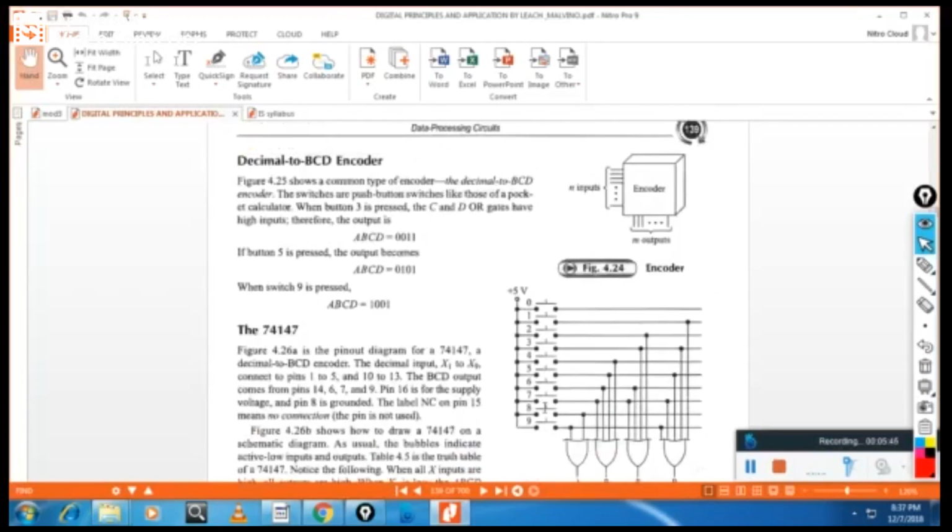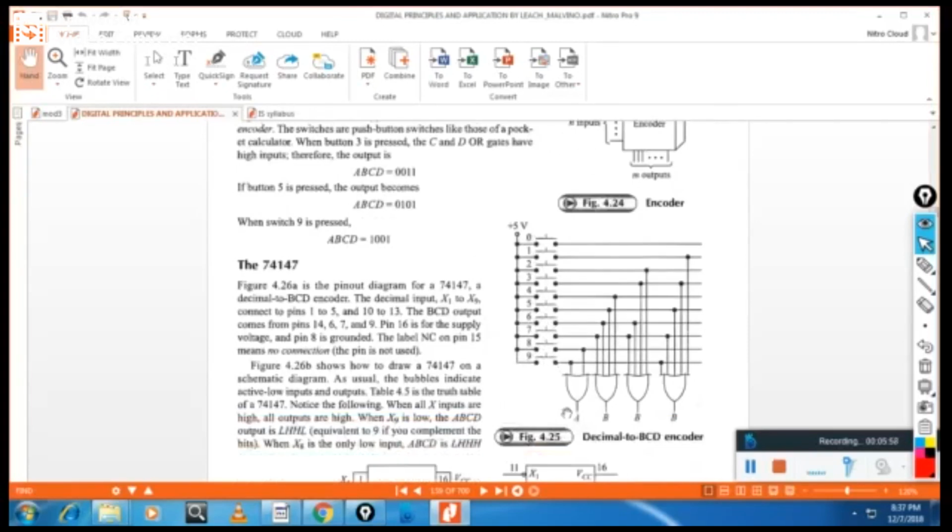So you can see here there are different types of encoders. One is a decimal to BCD encoder. Now in the decimal to BCD encoder, think of these as switches which represent 0 to 9. When you press any one of the switches, you will get the binary representation. That is called a decimal to BCD encoder. Suppose if you press switch 5, you will get here 0 1 0 1, the BCD representation. If you press switch 9, you will get here 1 0 0 1. So this is called a decimal to BCD encoder.